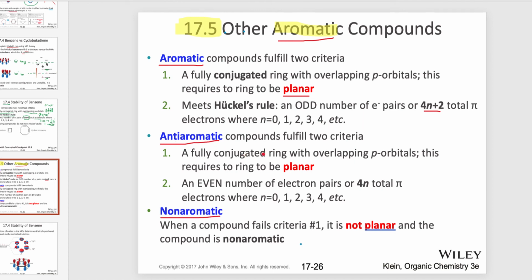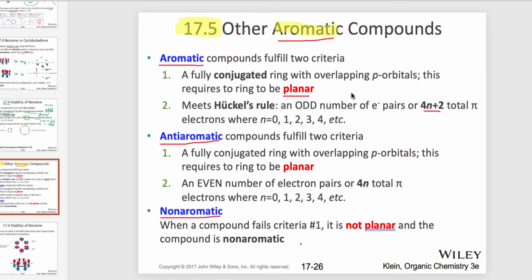Anti-aromatic are all those compounds where you have a fully conjugated ring with overlapping p orbitals, which requires it to be planar, and an even number of electron pairs. So now we're talking about 4n. That would be 4, 8, 12, so on and so forth. Very often, anti-aromatic compounds will try to not overlap and twist themselves out of this because it is actually energetically more favorable to be non-aromatic, which means they miss the planarity of the molecule, which is in opposition to the aromatic and anti-aromatic requirement.